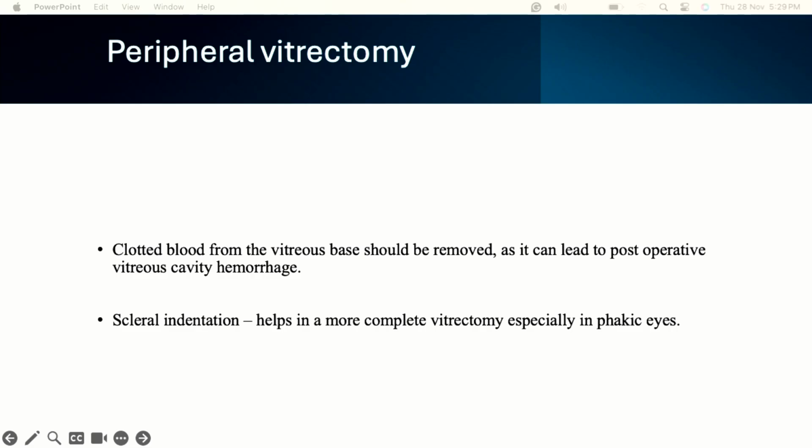So next step is the peripheral vitrectomy. The clotted blood in the vitreous base should be removed, as it can cause postoperative vitreous cavity heme. Scleral indentation helps, especially in phakic patients, to do a more complete vitrectomy.